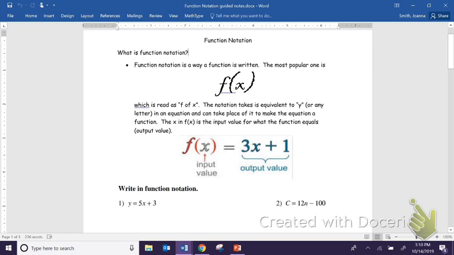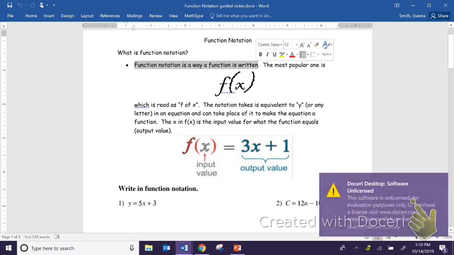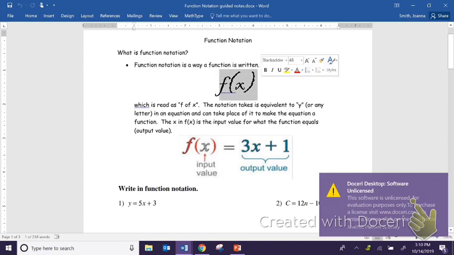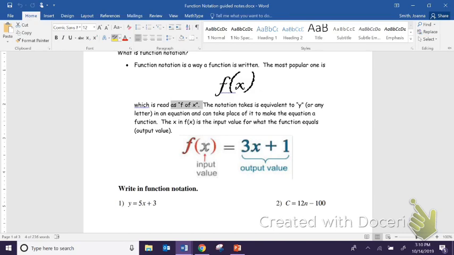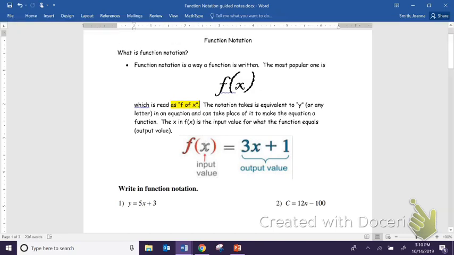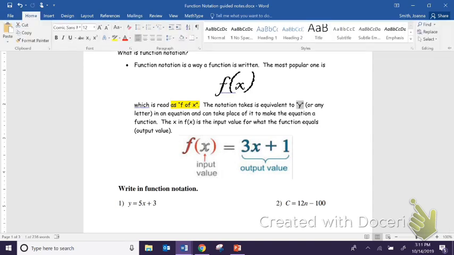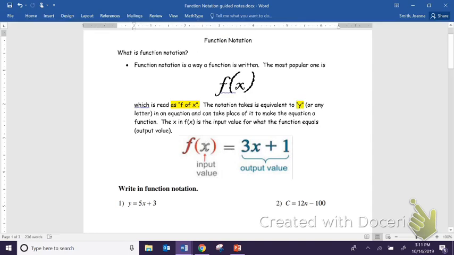Okay, so if we read, function notation is a way a function is written. This is the proper way that the function is written. And we will write it as f parentheses x parentheses, which is read f of x. If you have a highlighter or your pencil, highlight f of x. As I talk about it, we will read it as f of x. The notation is equivalent to y. I told you that. It's a fancy way of dressing up y, or any other letter in an equation, it can take the place of that function.